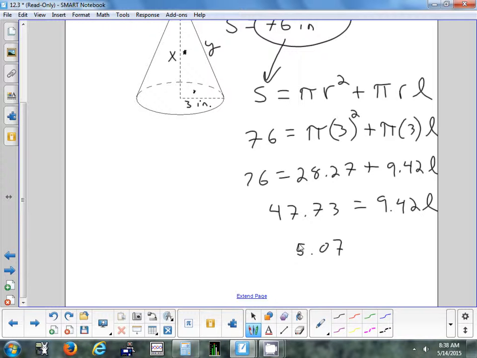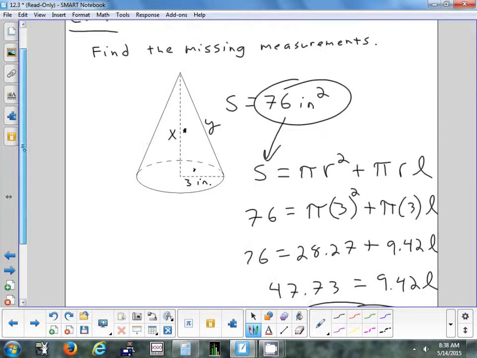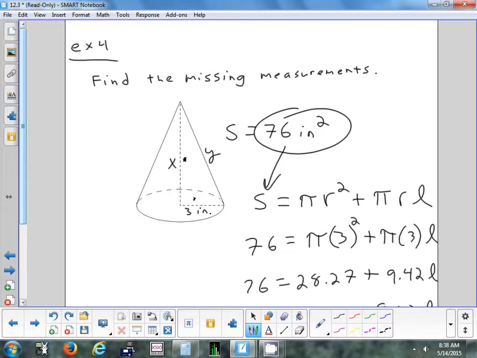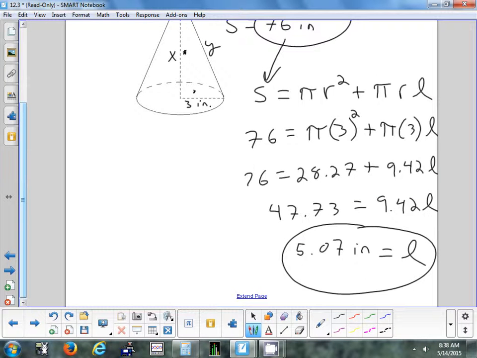Okay, go back up, see what our label should be. What should my label be on that? 5.07 inches. Why not inches squared? That's not an area. That's a slant height. That's a length. Okay, it's one-dimensional. So 5.07 inches. But let's see. Did we find everything they wanted? We found the slant height. So this is y. They called it y in our problem.